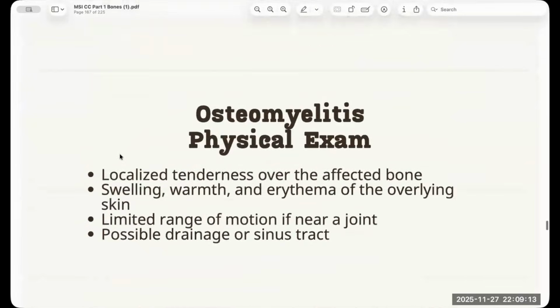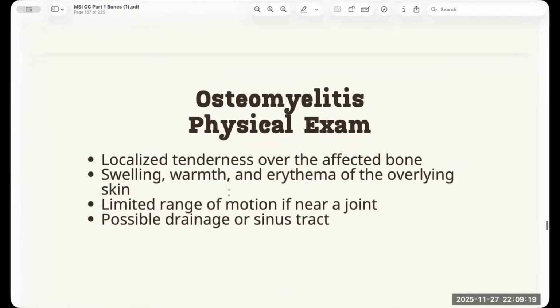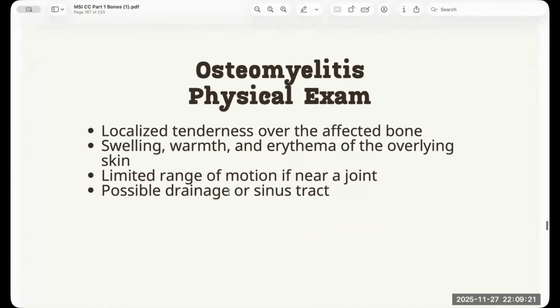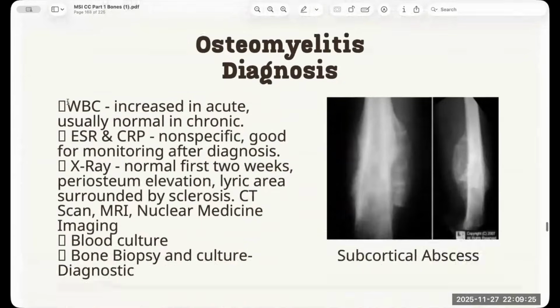Okay. On physical exam, you would see localized tenderness over the affected bone, swelling, warmth, and erythema, limited range of motion, possible drainage of a sinus tract. Diagnosis is based on WBC: you'd see increased WBC count in acute and normal in chronic. ESR and CRP are non-specific, they're good for monitoring after diagnosis.